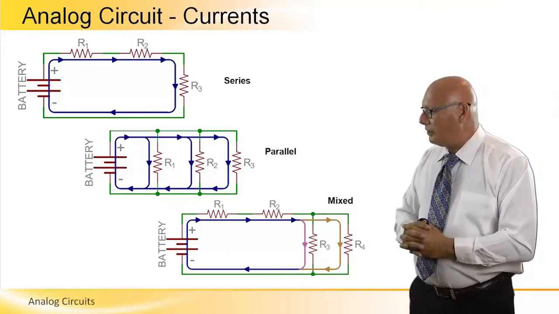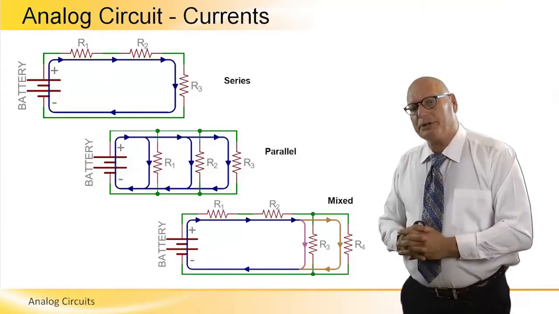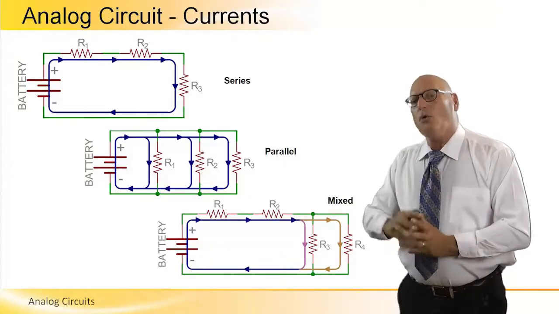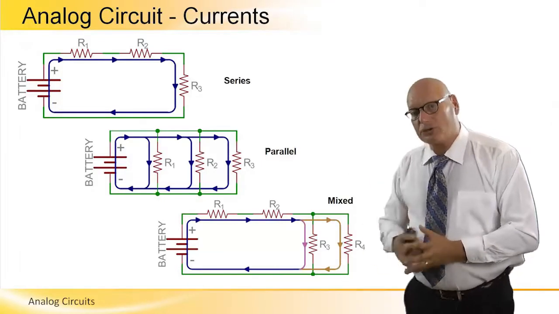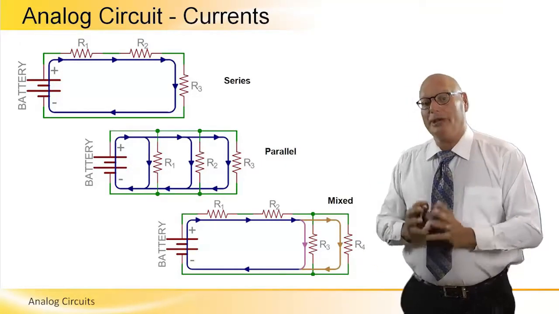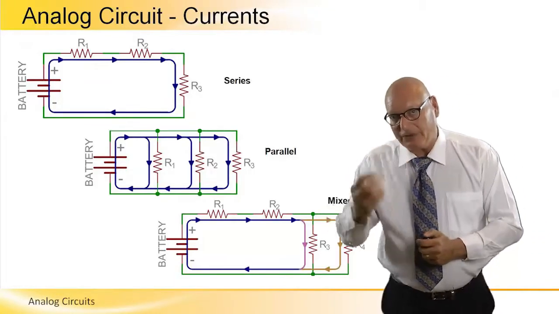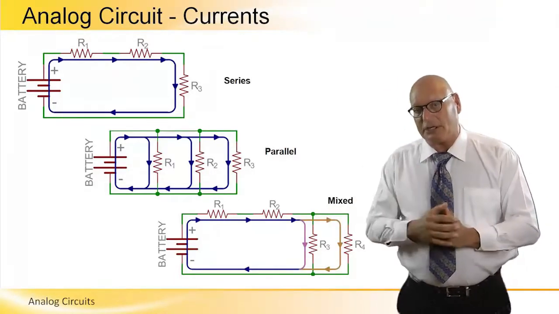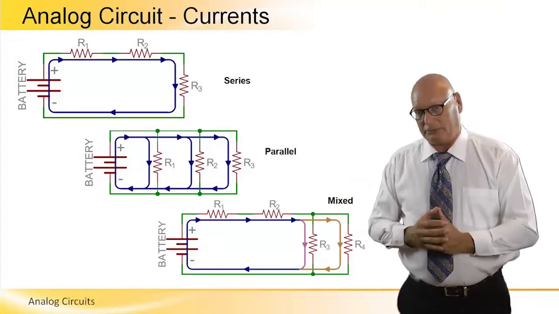Series connection. A battery, R1, R2, R3 are connected in series. One current, the current is in the blue color. We can see the direction of the current, and we understand that the equivalent resistance in this particular case is R1 plus R2 plus R3.